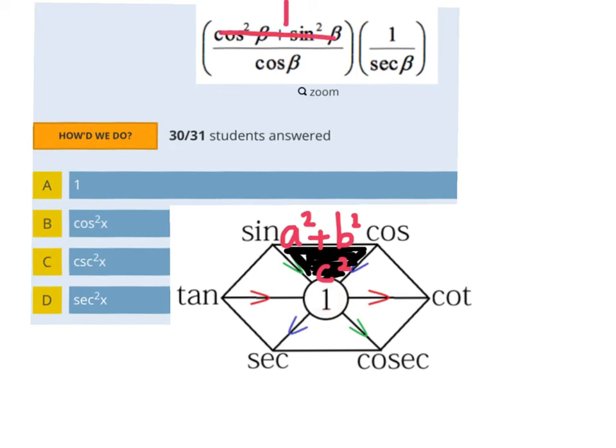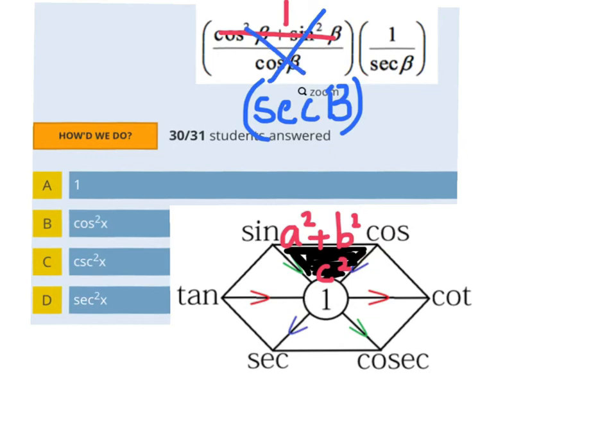Okay, so now we have 1 over cosine. That's your reciprocal, your diagonal rule. 1 over cosine is secant. Diagonal rule. So all this now is just secant.